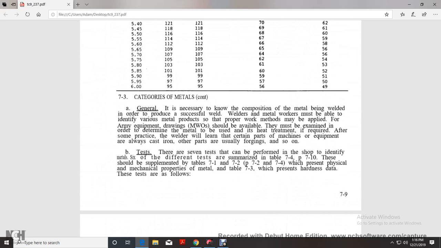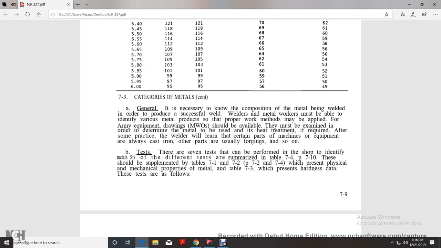It is necessary to know the composition of the metal being welded in order to produce a successful weld. Metal workers must be able to identify the various metal products so proper work methods may be applied. Army equipment drawings and MWOs should be available and examined to determine the type of metal to be used, with heat treatment if required.